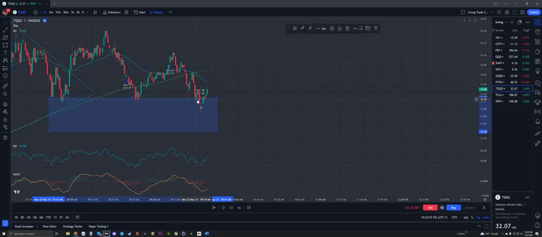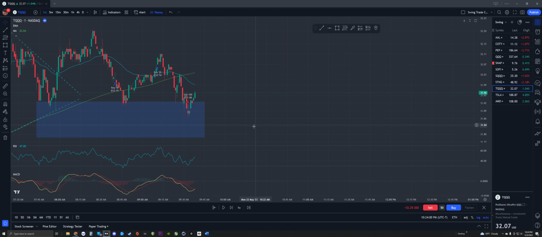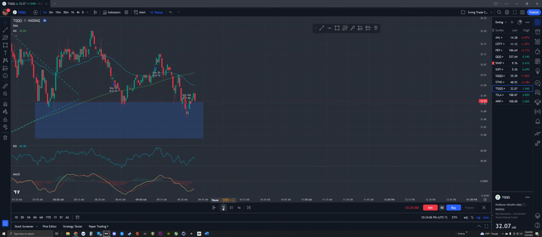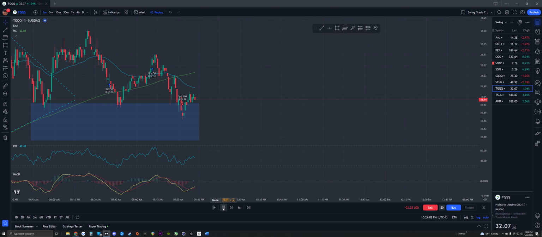Alright, now since we're still in a, let's see here. There's just too much volatility. MACD looks good. I just don't like this. This is a very volatile day.